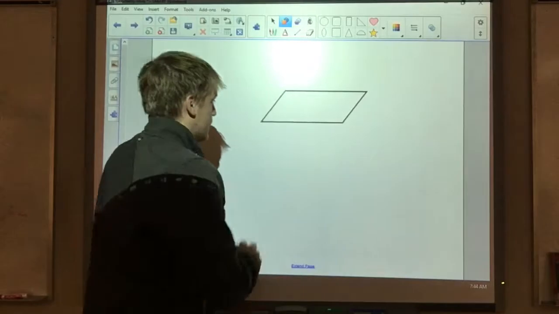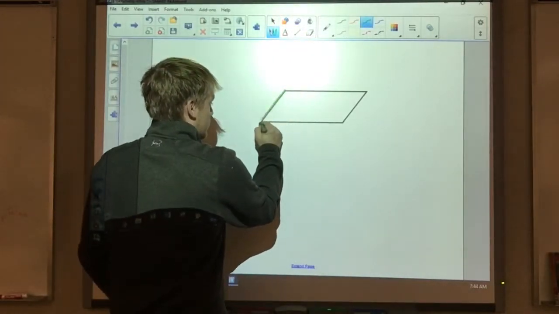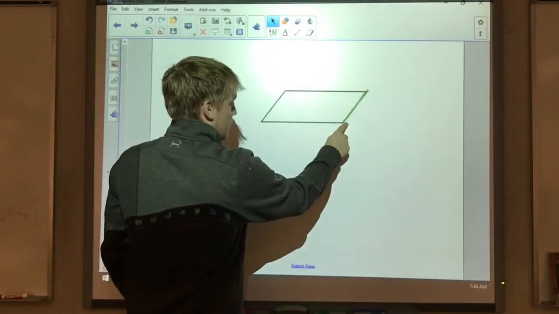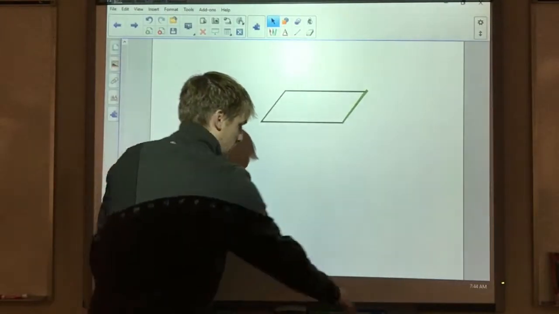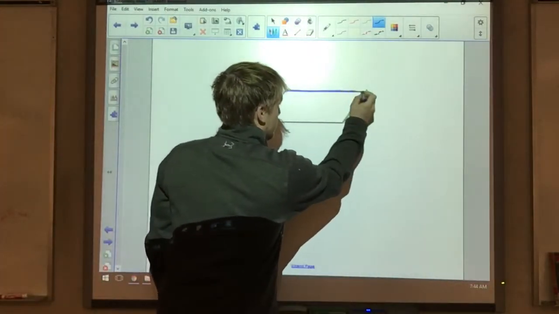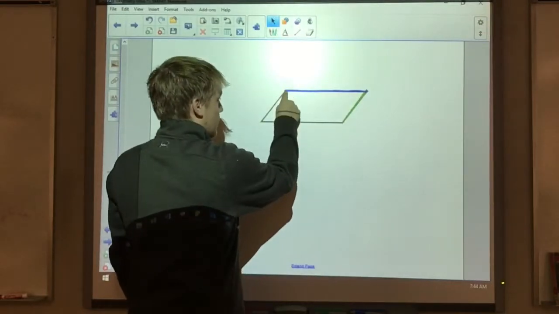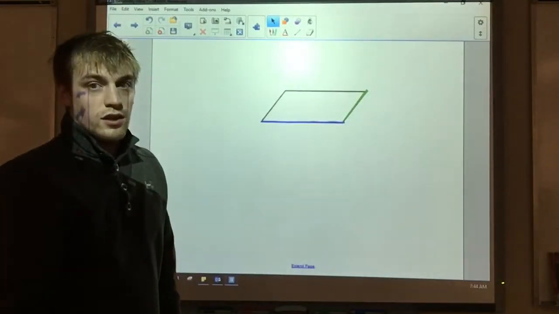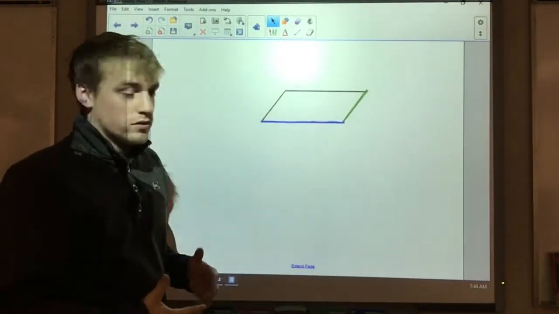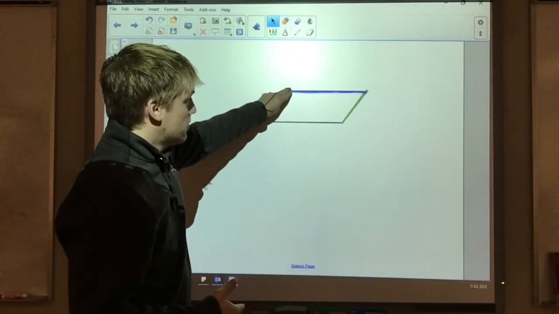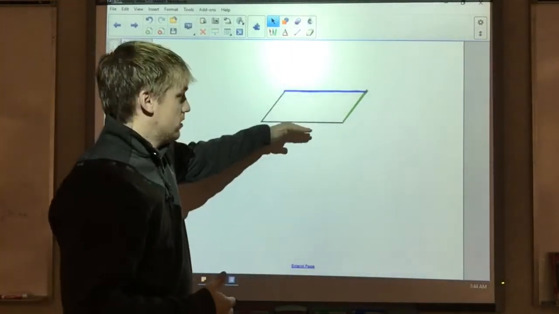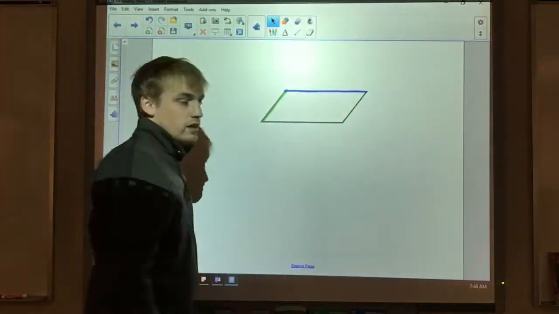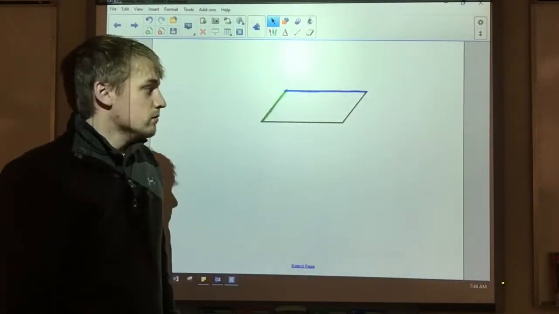So if I draw a line over top of this and drag that over, it'll fit right on top of that. If I draw a line here and pull that line down, it's parallel. It's also equal. So this side is equal to that side. This bottom line is equal to the top line. And this line is equal to that line. That's what a parallelogram is.